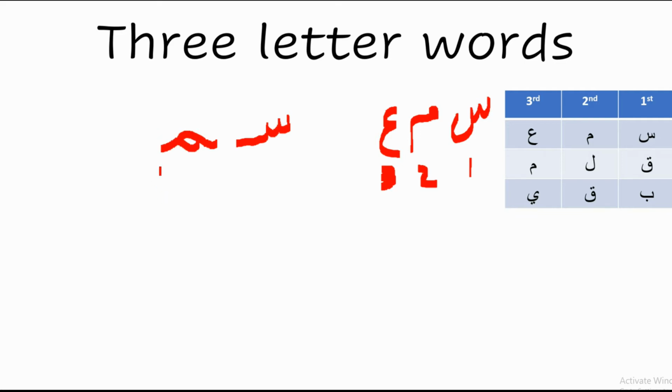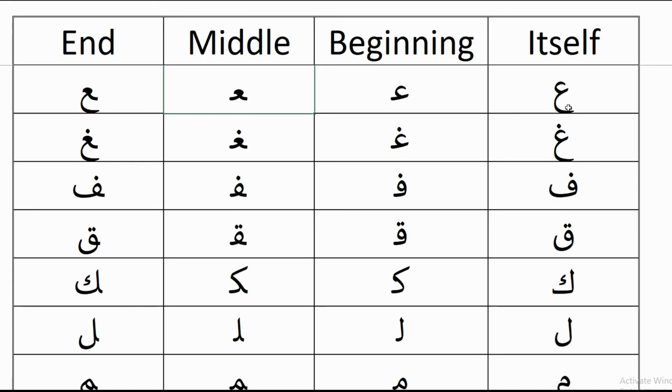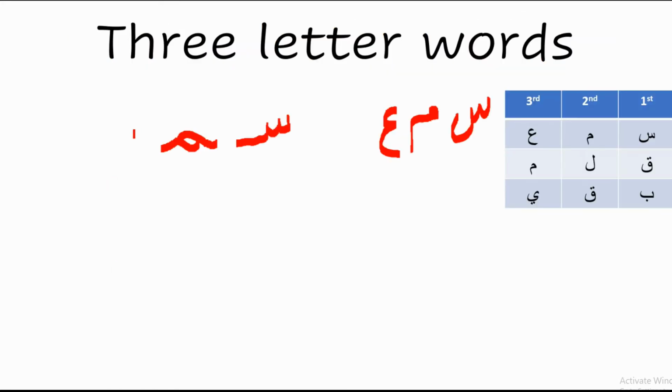Okay, now Ain is at the end of the word, is the third letter, and it is the end of the word. So we will look for Ain in the end column. So this is Ain. Ain looks like this at the end. Let's copy this shape. Looks something like this.